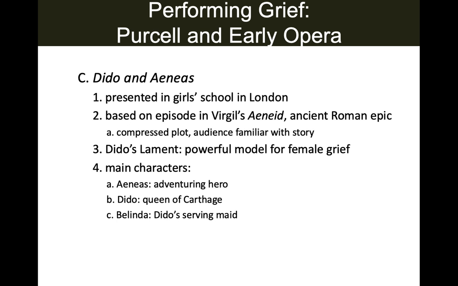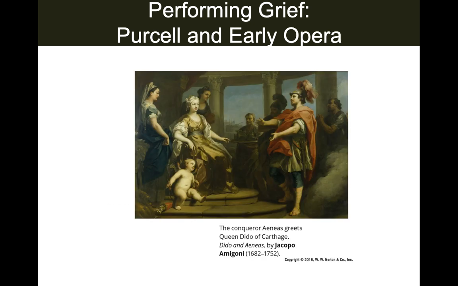So the main characters in the opera are Aeneas, who is our adventuring hero of the Aeneid. Dido is the queen of Carthage, and we have Belinda, which is Dido's serving maid. So here is a painting of the conqueror Aeneas greeting the queen Dido.